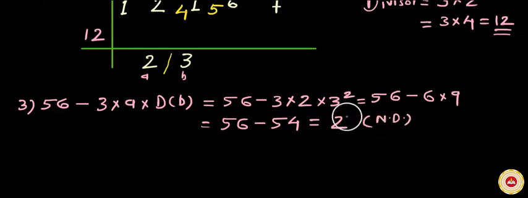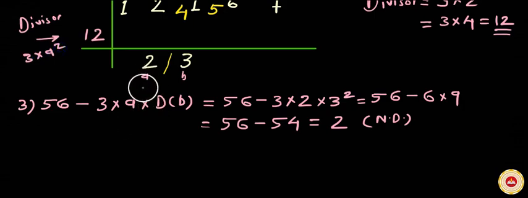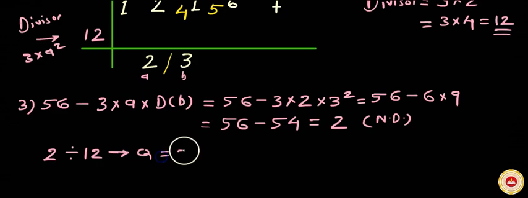Now let us divide this 2 by the divisor 12. This is the divisor, and how did we calculate this? It is 3A squared, where this is A. Now, 2 divided by 12 gives us quotient 0 and remainder 2. Now let us write quotient 0 and remainder 2.